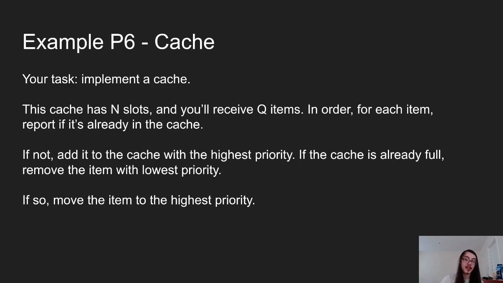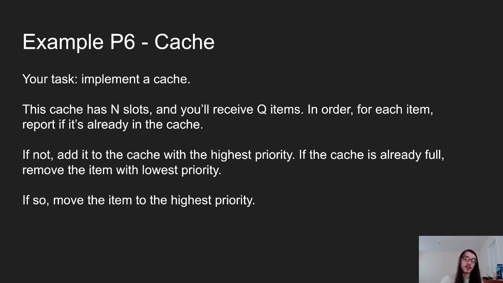In this task, you're going to simulate the behavior of a cache. So your cache has n slots, where n is part of the input. You will receive Q items, or numbers, to download to the cache, and for each item, you should answer if it's already in the cache or not. If not, you should add it to the front of the cache at the highest priority, since you just accessed it, so it should have the highest priority.